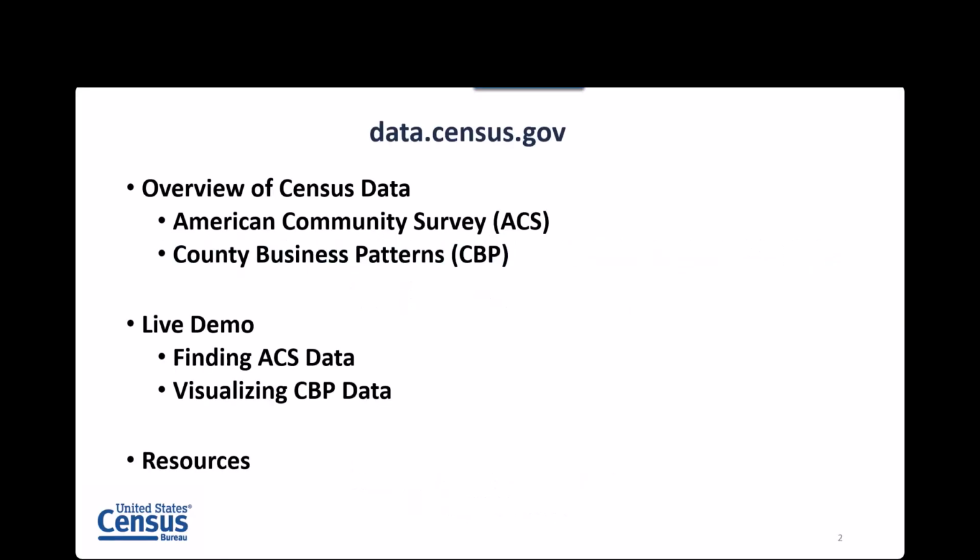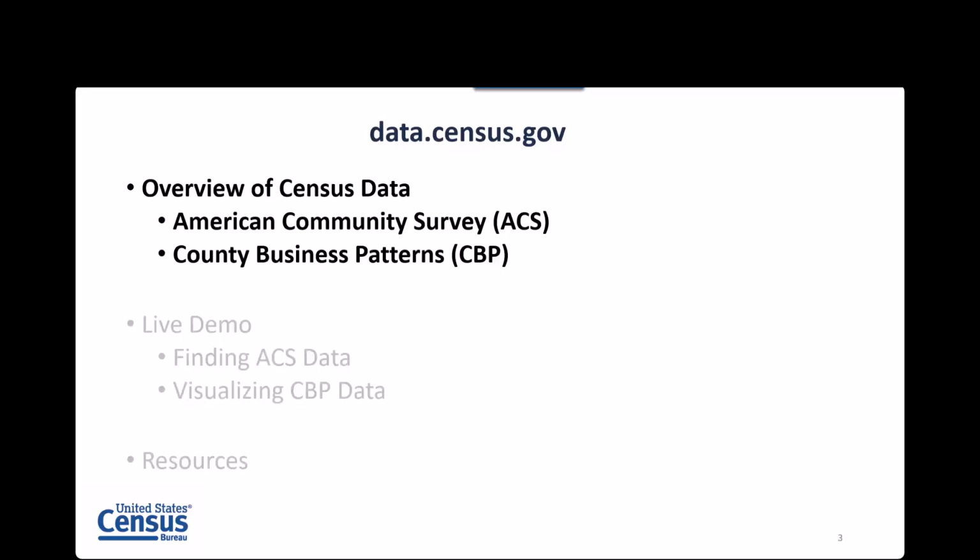So we're going to start with an overview of census data. Again, we're going to be looking at the American Community Survey, the ACS, and then County Business Patterns, or CBP. And then we're going to do a live demo. We're going to look at finding some of that ACS data and then actually using the tools that we have in data.census.gov to visualize some of the county business patterns data. And then last, we'll hit on some resources that we have available if you have any questions or need some help with using the site.